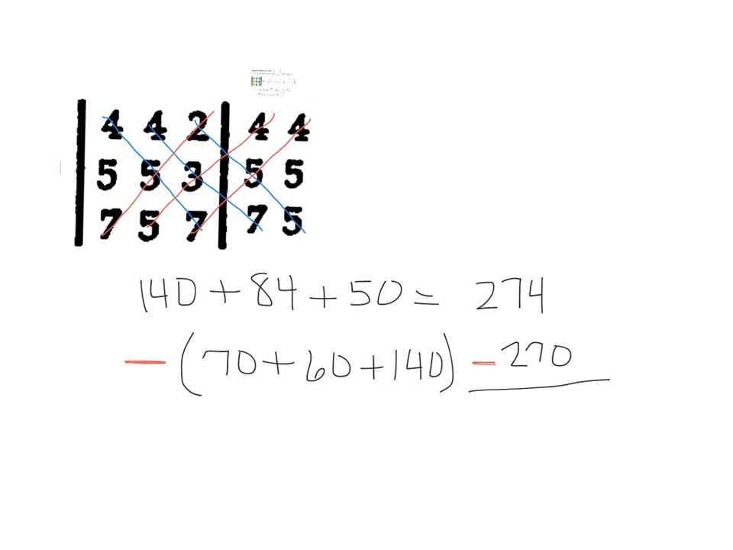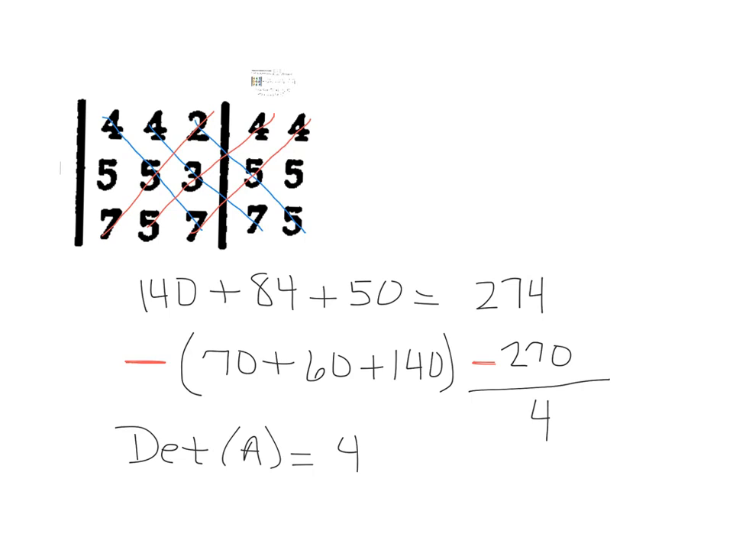And then I take these two numbers, and then I say 274 minus 270, which is just 4. So the determinant of this matrix A is just 4, which was what we found earlier when we had worked this problem out doing the minor and cofactor expansion.